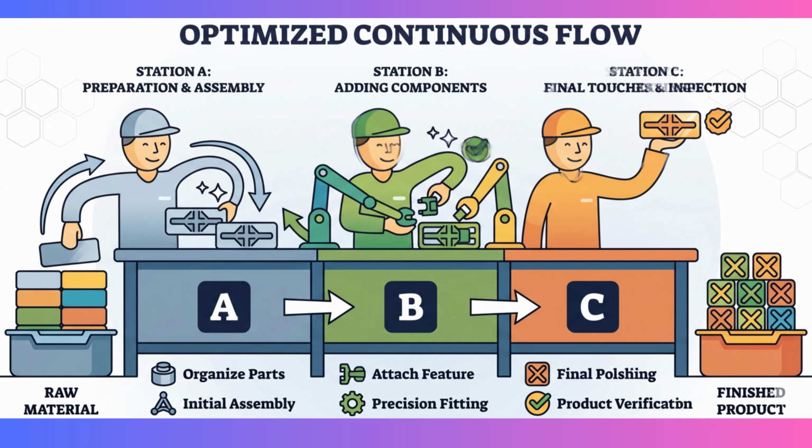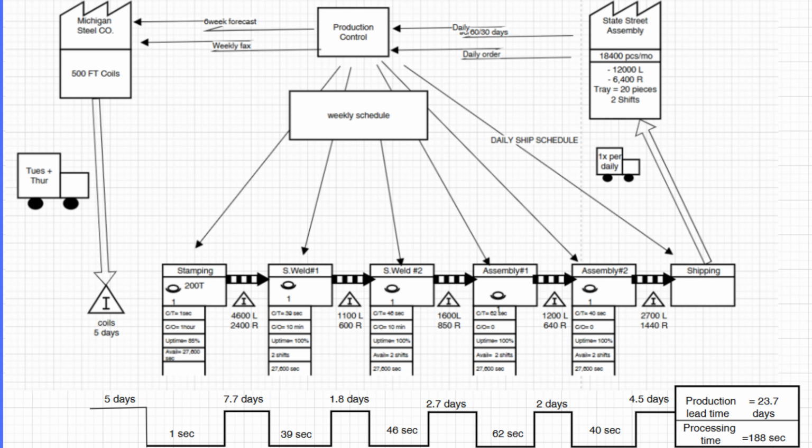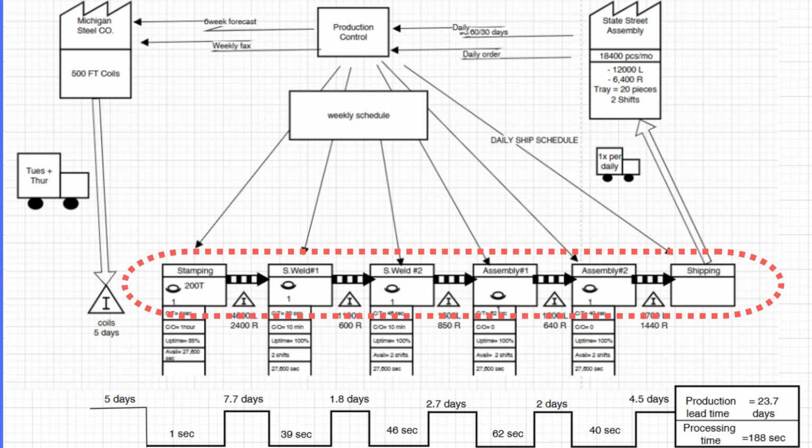However, achieving continuous flow is not always easy. It requires thoughtful process design, proper layout, and sometimes creativity in implementation. Now let's understand how we represent this in value stream mapping. In the current state map, continuous flow is usually indicated simply by the process box. But when we move to the future state map, we explicitly show where continuous flow is implemented.